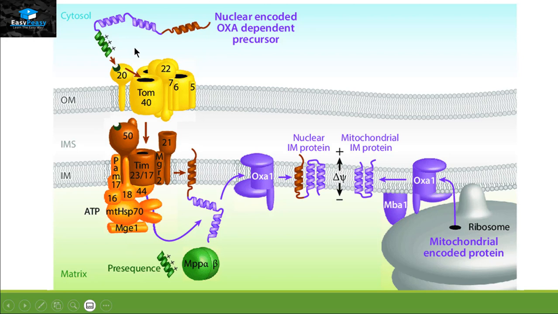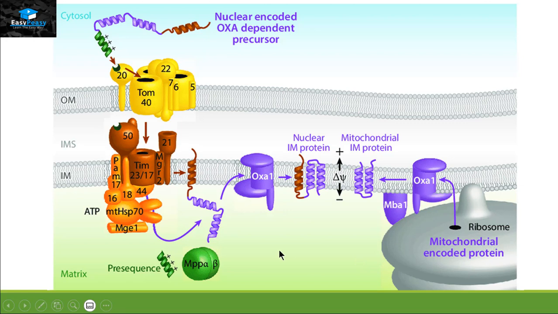As you can see in this picture, this is the protein recognized by the Tom complex, then moving in the Tim complex. The HSP70 is pulling it inside the matrix. Now here, the protease is going to cleave the pre-sequence, and this protein, if it wants to go back into the inner membrane, can take help of this Oxa1 complex and will integrate itself into the inner membrane. The Oxa1 complex is also working on the other side.